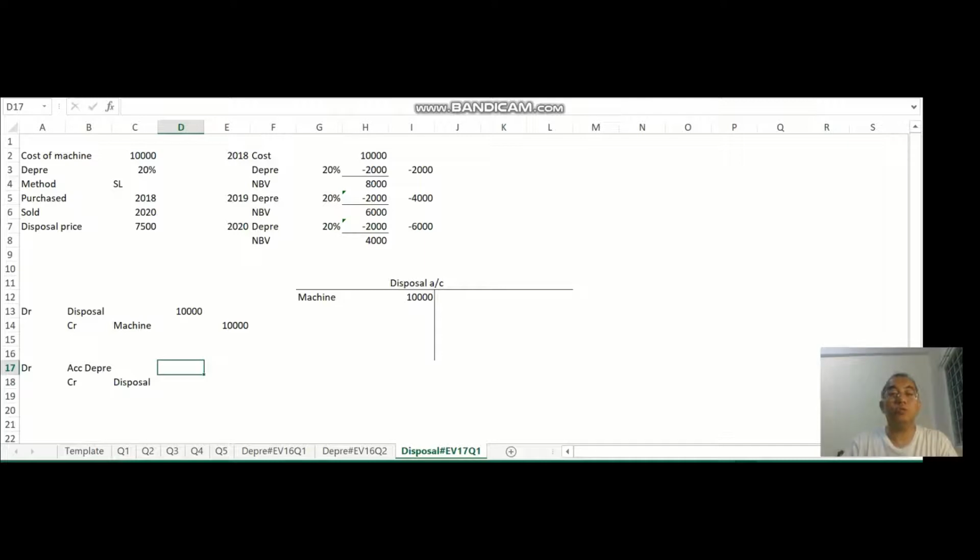So how much do you want to zeroize? Here, 6,000. So we take 6,000 here, and then the disposal will be 6,000 as well. So now we fill in the T account, credit disposal. So disposal credit, we put it here, accumulated depreciation 6,000.